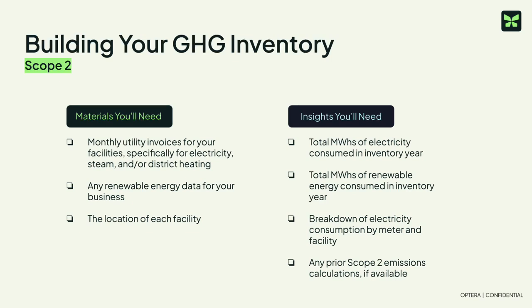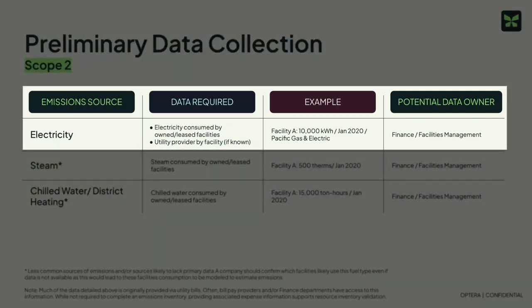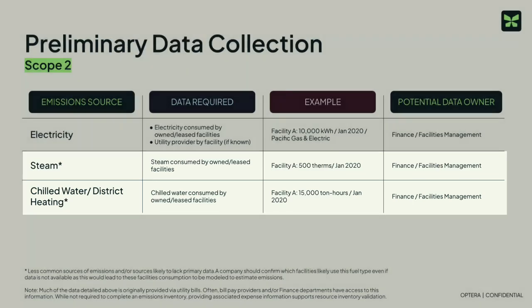So let's see some examples of Scope 2 data collection. For each owned or leased facility consuming electricity, an organization should identify the electricity utility provider and the amount of electricity consumed each month. This can likely be identified through utilities invoices available to the finance and/or facilities management functions. The same data should be identified for any steam, chilled water, or district heating consumed. Therms are the standard unit for steam, while ton hours are typical for chilled water.